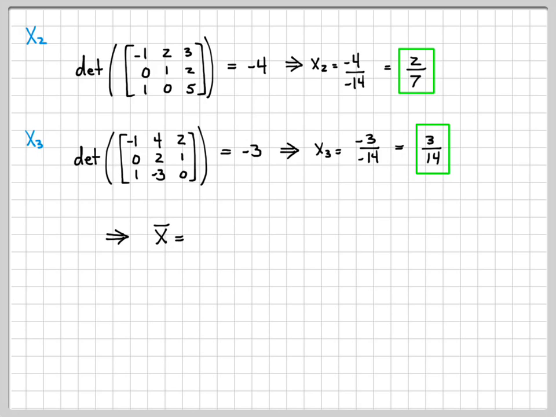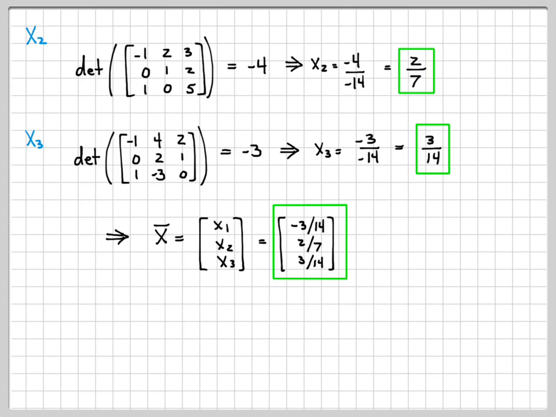If we want to write down the solution more in a vector format, we would say that the vector solution x is the 3-row by 1-column vector whose elements are x1, x2, and x3. And we have found that x1 is -3/14, x2 is 2/7, and x3 is 3/14. So that is our final answer, and we got that final answer by using what's called Cramer's rule. Cramer's rule lets you solve for each unknown one at a time by doing just simple determinant computations and then taking a ratio of determinants.